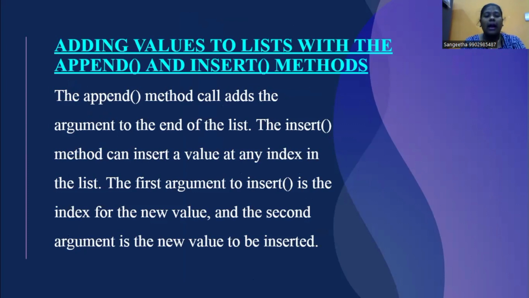Next is adding values to a list with the append and insert methods. The append method call adds the argument to the end of the list. The insert method can insert a value at any index in the list. The first argument to insert is the index for the new value, and the second argument is the new value to be inserted.